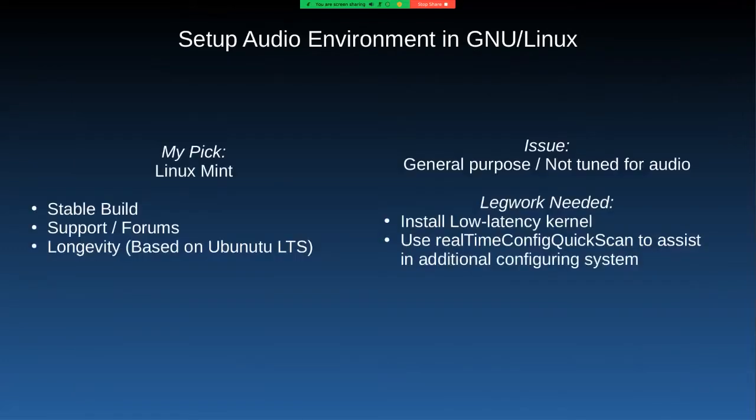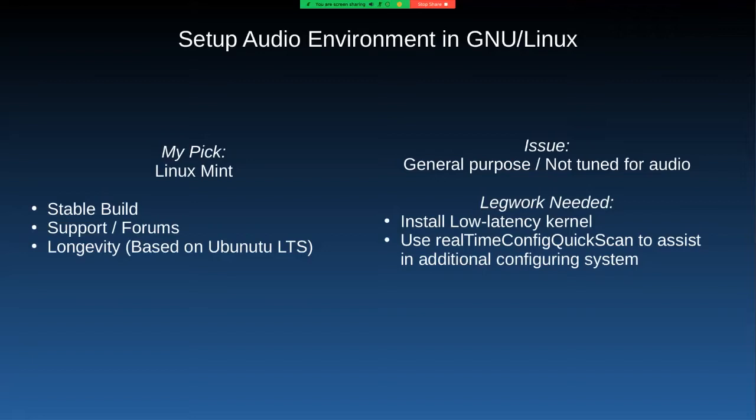My pick is I'm using Linux Mint. It's a stable build, has support, and is based off of Ubuntu long-term support. So there's a lot of longevity, and that's super nice because then I'm not always upgrading. I can set my system up and let it run and run and run. And that's really something you want to do if you're going to do AV work. You just want that machine to be stable for you.